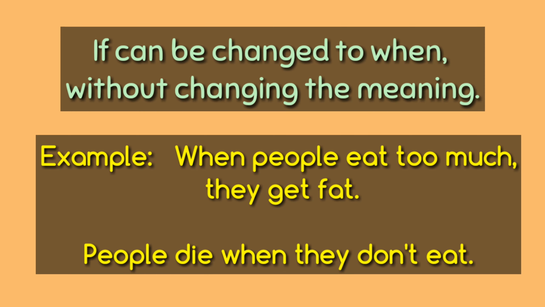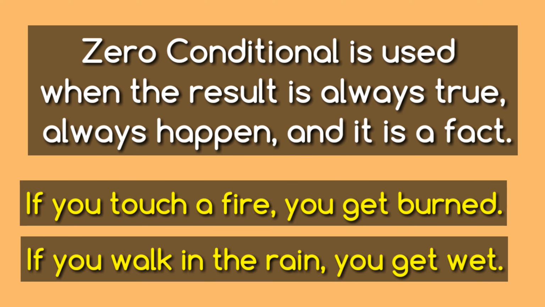Okay. If can be changed to when without changing the meaning. So we can use when instead of if. For example, when people eat too much, they get fat. So instead of saying if people eat too much, they get fat, you use when. Okay. People die when they don't eat. Okay, that's another example. So we can use when instead of if, and it does not affect the meaning of the sentence. Okay? Okay, you know the form already.